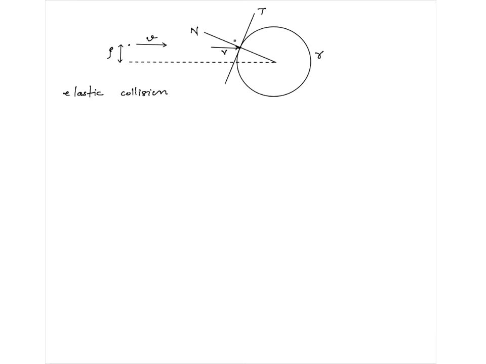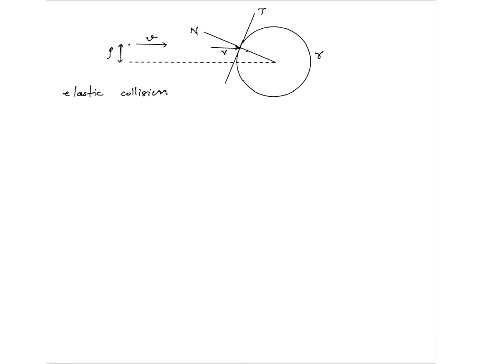I'm talking about this ball. In which direction will it go? This ball, along right or along left? The answer is along right. And that's because n will act in this direction for the ball. For the particle, n will act in this direction.